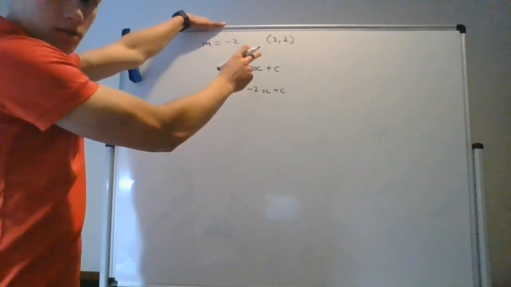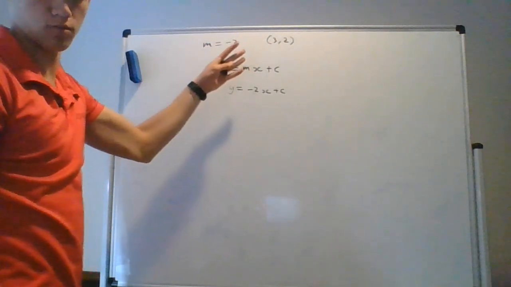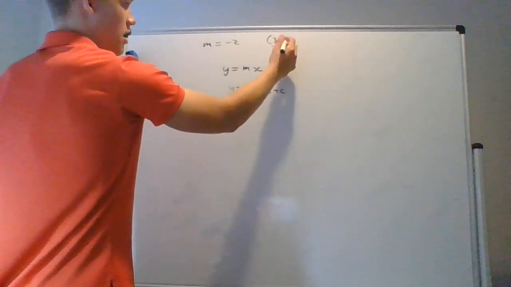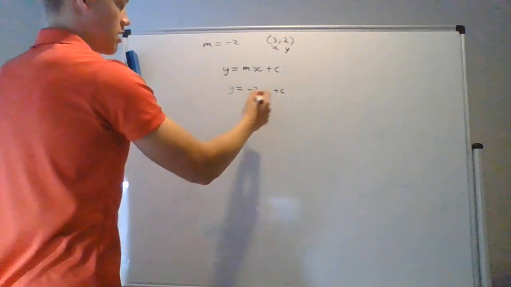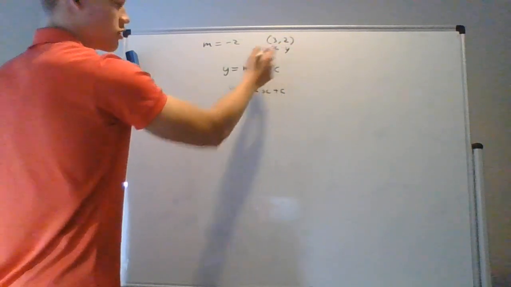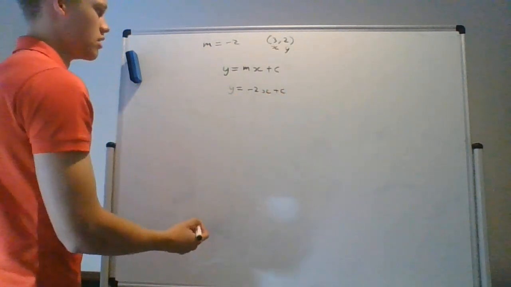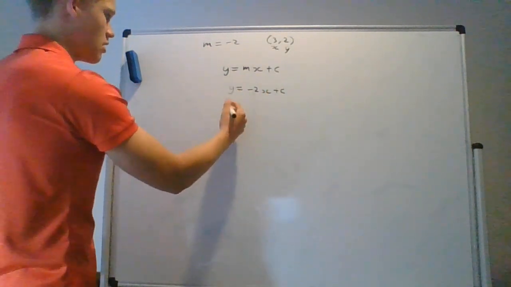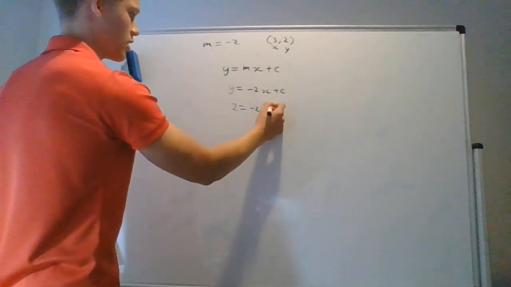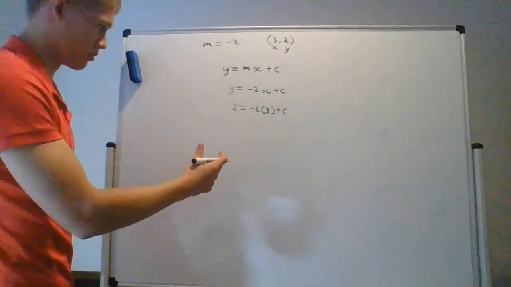It passes through these points, and we need to find our y-intercept. So we know that 3 is x and 2 is y. We've also got 3 unknowns, but we can substitute these values into the equation to determine c. So we can rewrite this equation as 2 equals -2 times 3 plus c. And now we just make c the subject of the formula.